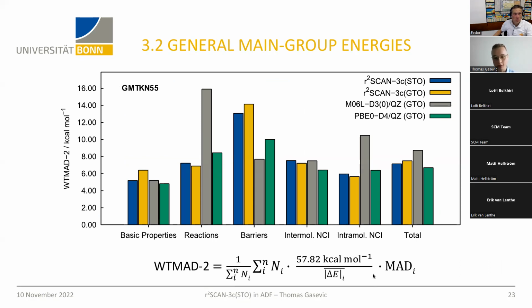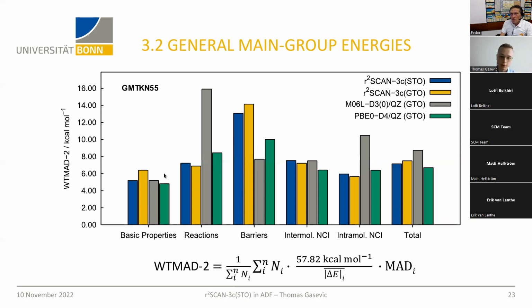So we weight each MAD for each benchmark set with this factor. And the 57.82 is just the mean absolute of every data point, so of every reference point, which is then divided by the mean absolute of each benchmark set. Okay, so now in blue, I'm showing you again the r2SCAN-3c with STOs results, in yellow with GTOs, in gray is now the meta GGA M06L-D3 with a QZ basis set, and in green PBE0 with a QZ basis set, so a hybrid.